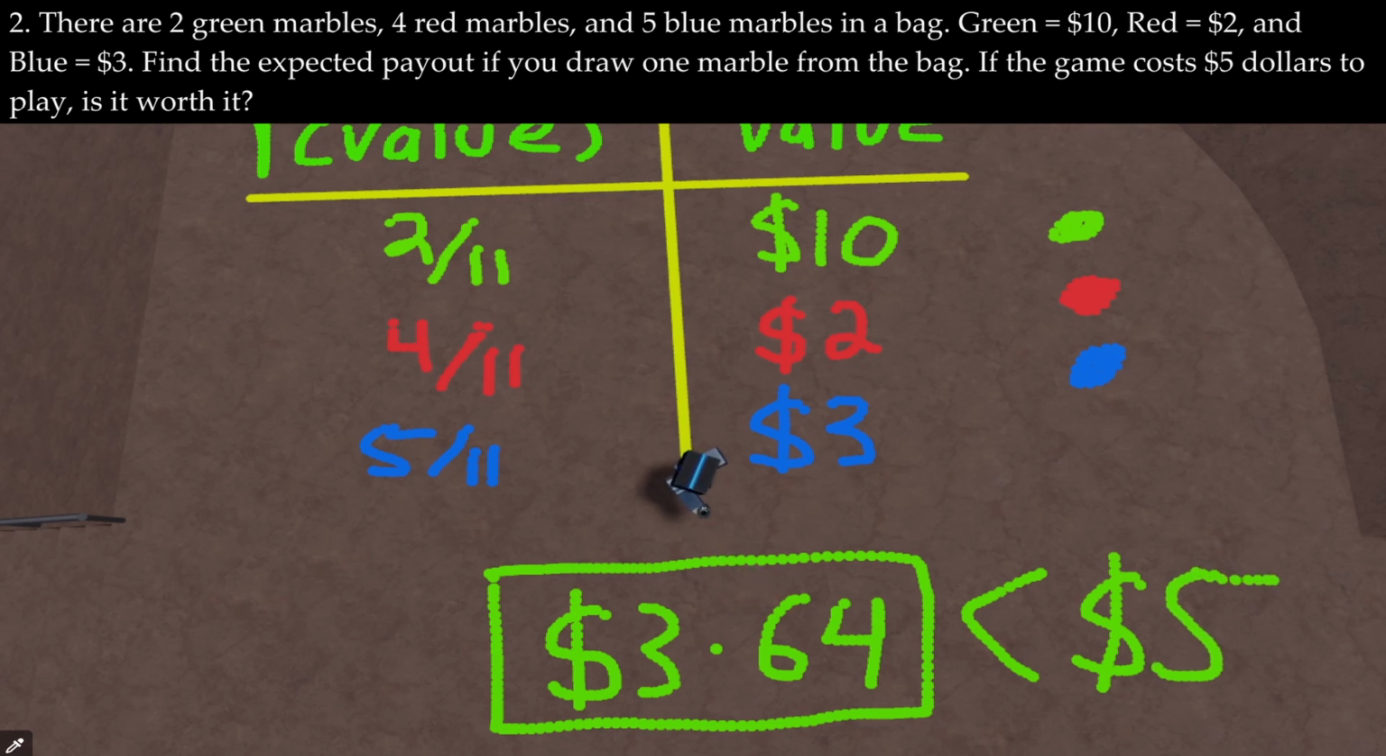That's not to say that you're going to lose money every single time, because it's true that on some of the draws, you might get lucky and choose a $10 green marble, but on average, you're likely to lose money. That's what this means here when it says that $3.64 is less than $5. So on average, no, you probably should not play this game.